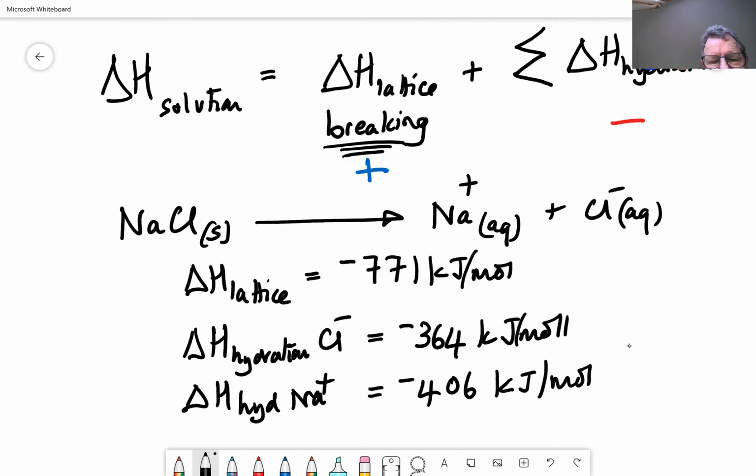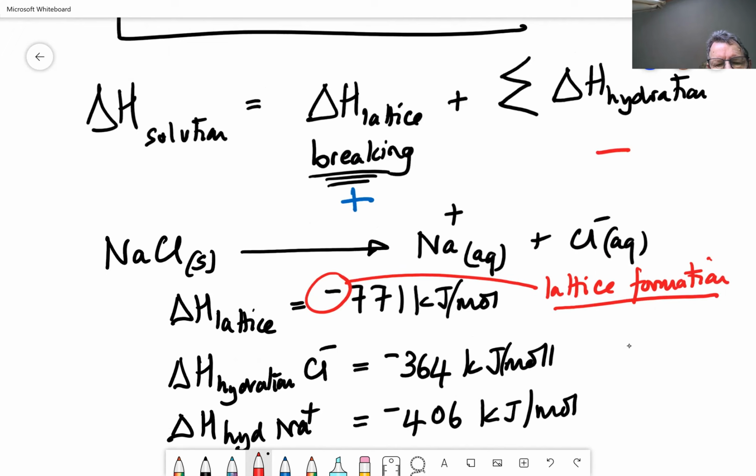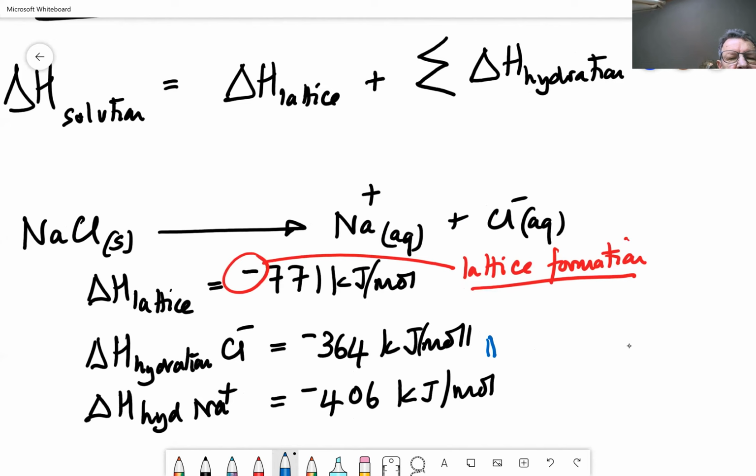Now, the thing that is difficult about this is spotting this. That means lattice making or formation. And we need to break it. Every energy change can go in either direction. So if I break something, that's endothermic. If I make it, that's exothermic, and they are exactly the same number but opposite sign. So in other words, up here, if I want to break this lattice for sodium chloride, I'm going to have to make that positive. So breaking the lattice is going to be plus 771.